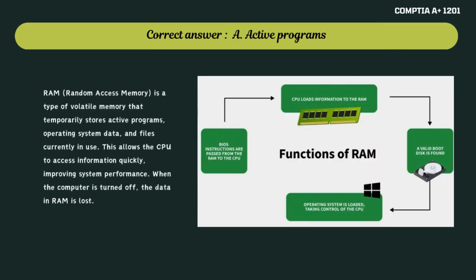RAM, random access memory, is a type of volatile memory that temporarily stores active programs, operating system data, and files currently in use. This allows the CPU to access information quickly, improving system performance. When the computer is turned off, the data in RAM is lost.